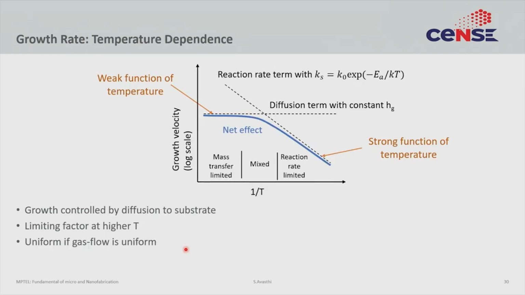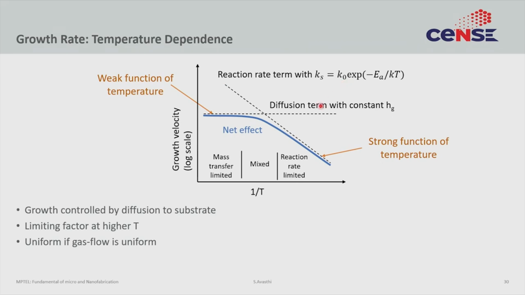So, overall your growth rate shows the following temperature dependence. We have already looked at the expressions. I am just now plotting those expressions, and I am plotting them in the Arrhenius format, which is plotting versus 1 over T. So, you have your two regimes. You have your reaction rate limited regime. This is the regime given by this dotted line, where the reaction rate constant Ks is the bottleneck, and it depends upon the temperature exponentially.